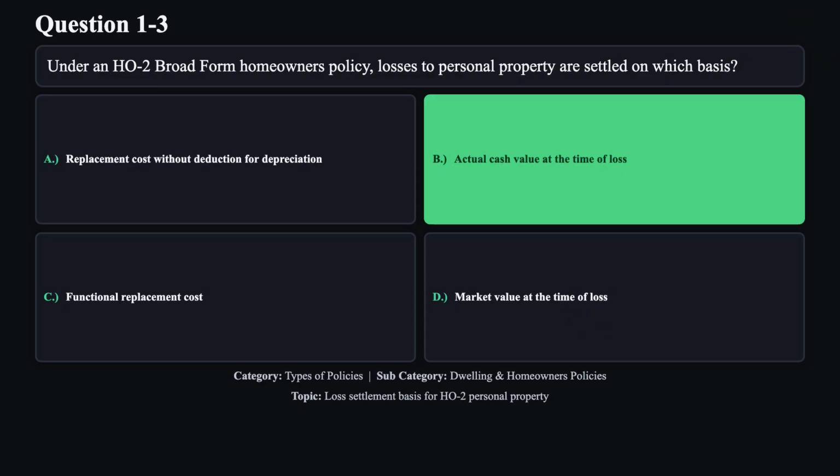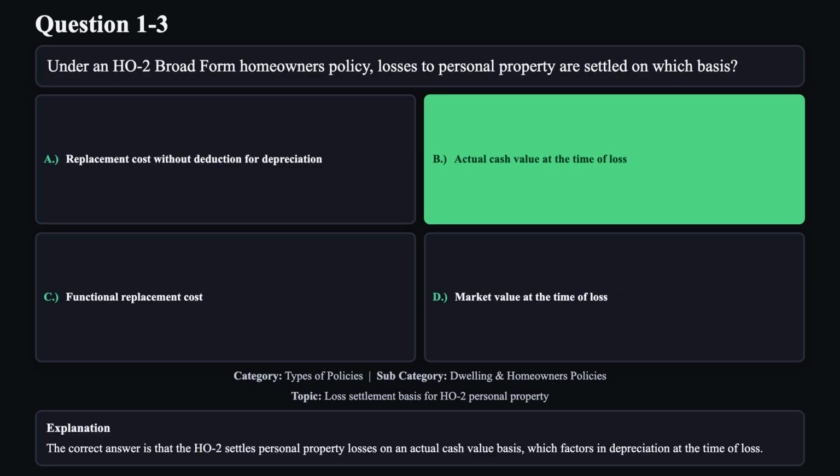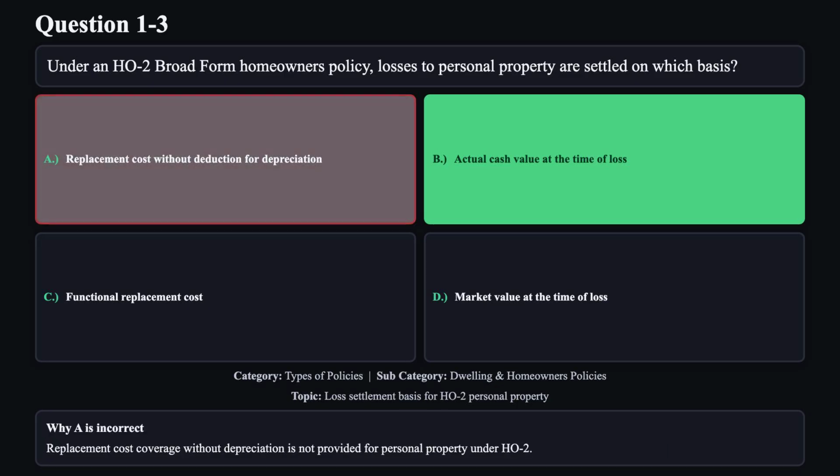The correct answer is B. The correct answer is that the HO2 settles personal property losses on an actual cash value basis, which factors in depreciation at the time of loss. Reason A is not correct. Replacement cost coverage without depreciation is not provided for personal property under HO2.